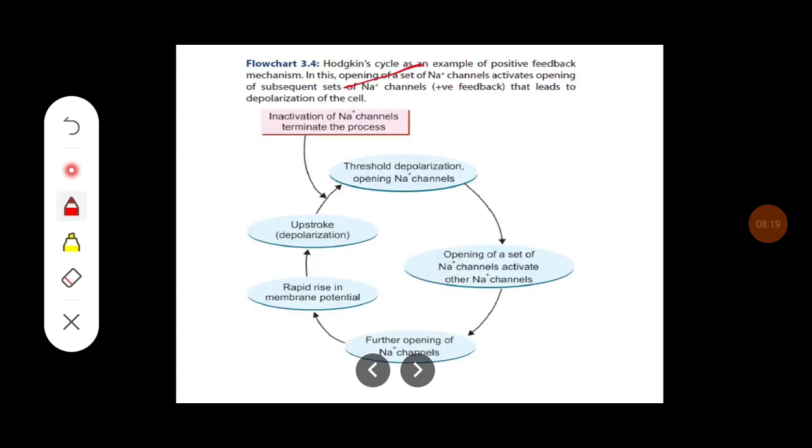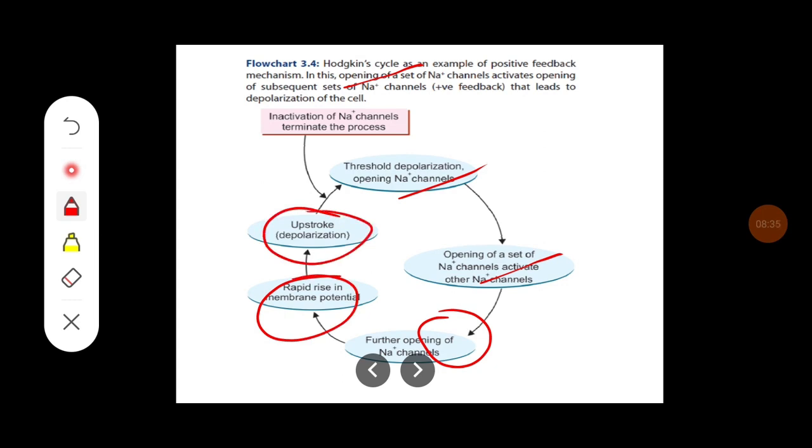So when there is a threshold depolarization, there will be opening of the sodium channels. Opening of a set of sodium channels activates other sodium channels, so further sodium channels open up. There is a rapid rise in the membrane potential, so that leads to depolarization.